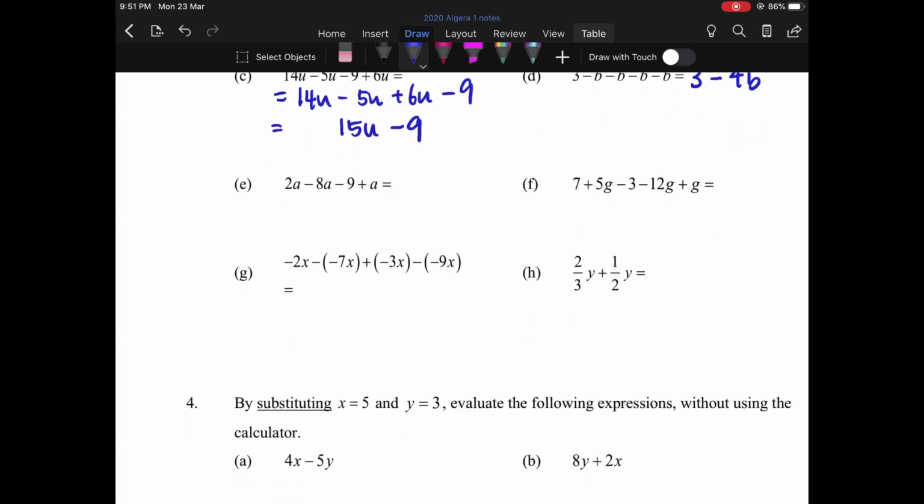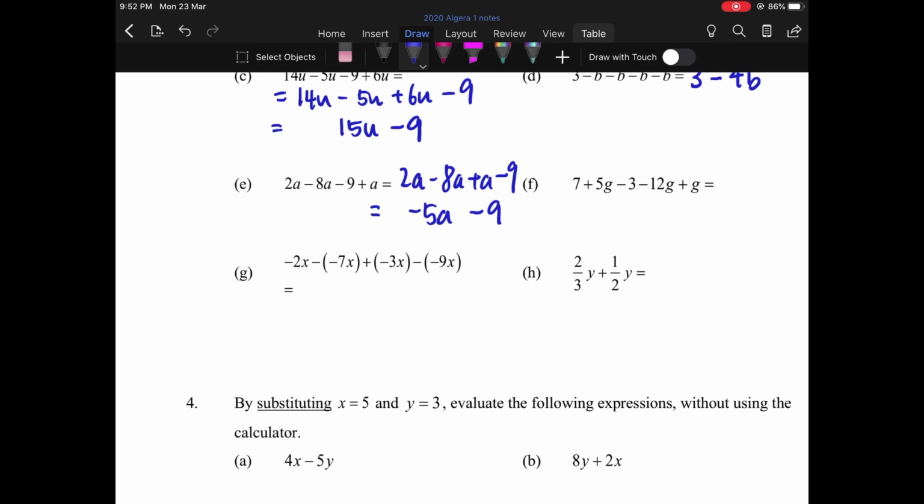Okay, so for part E, you have to group up the like terms together. So 2a minus 8a, you will get negative 6a, plus 1a, you get 7a. Oops. No, sorry. You should be getting negative 5a minus 9.